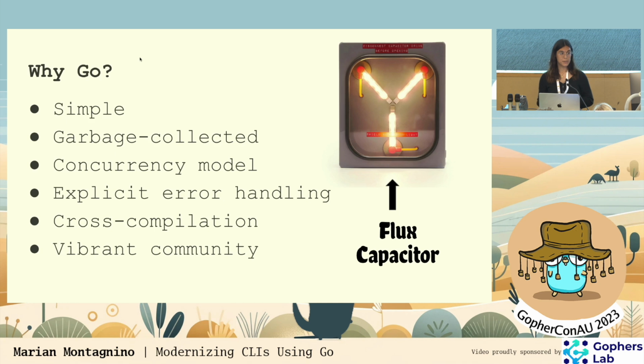Next, the language is garbage collected. That means one less thing for you to worry about, memory management. The concurrency model within Go is really unique because a lot of the complexity is abstracted out with goroutines and channels.